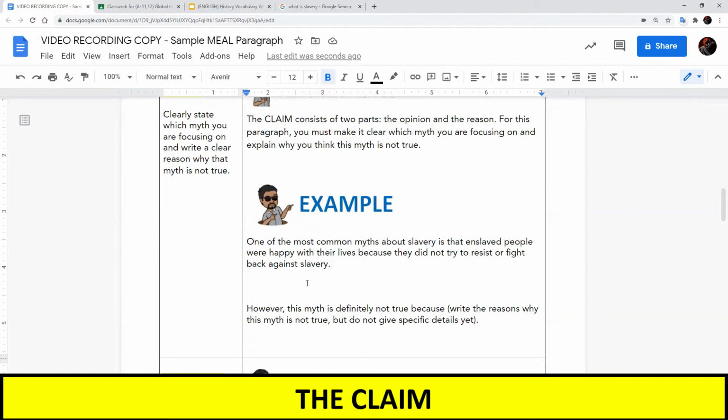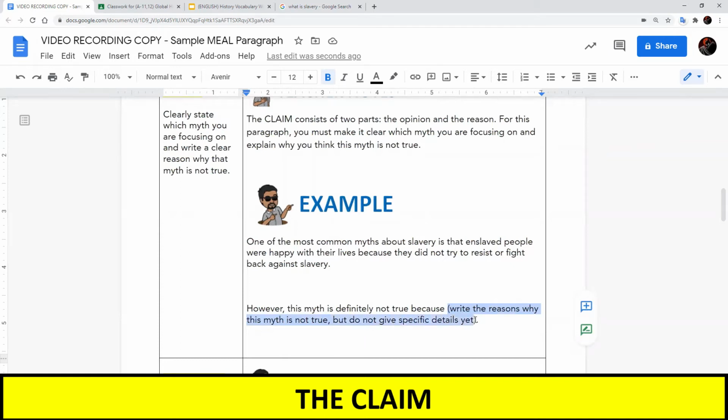So now the next question is, okay, now you want to say why, like what's wrong with this myth? Why do you think it's not true? That's where the second part comes into play. It says, "However, this myth is definitely not true because," and that's the starter for this. This is something you don't change, you just leave it like that, but then it's up to you to write down the reasons why this myth is not true.